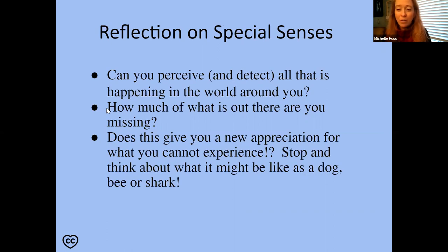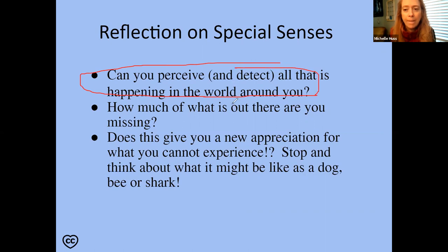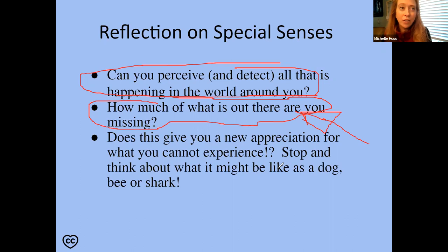That's just another piece about how important your brain is for your perception, and how much you don't perceive out there in the world. Can you perceive all that is happening in the world around you? How much of what's happening out there are you missing? Or how much out there are you perceiving in a way that's not the only way to perceive it? For example, I'm seeing different colors like green and blue. What are those colors?